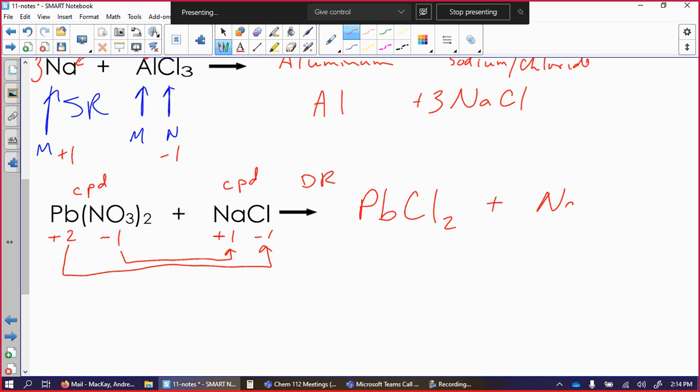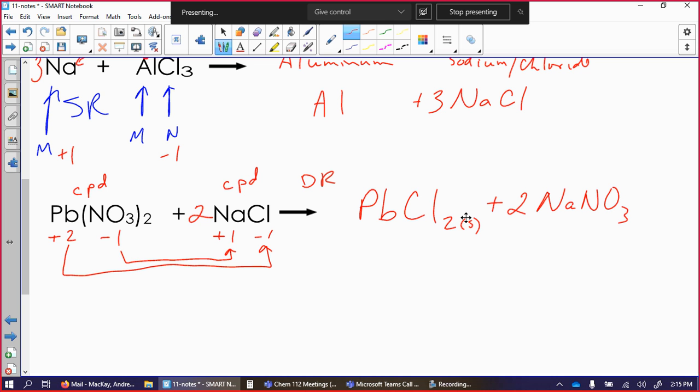Sodium nitrate, NaNO3. Two nitrates, two sodiums, two chlorides, and that goes there. One of the things, nitrates all dissolve. Every nitrate that ever existed dissolves. Lead 2 chloride is something we'll talk about a little bit in terms of solubility because we said last week the driving force of a double replacement reaction is either making water or forming something that becomes a solid.